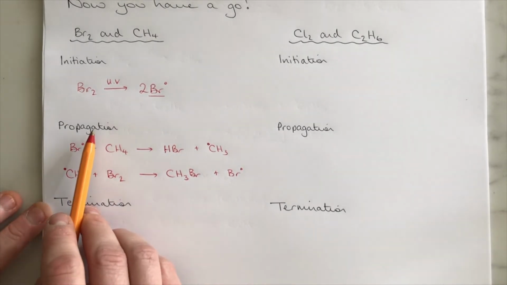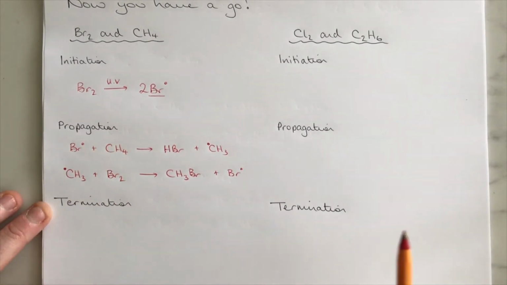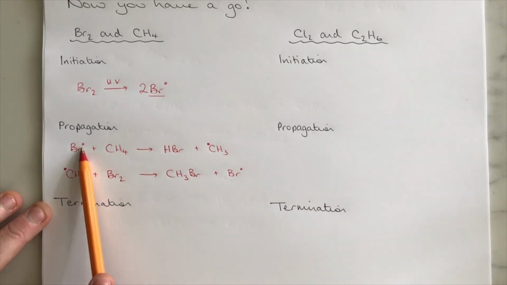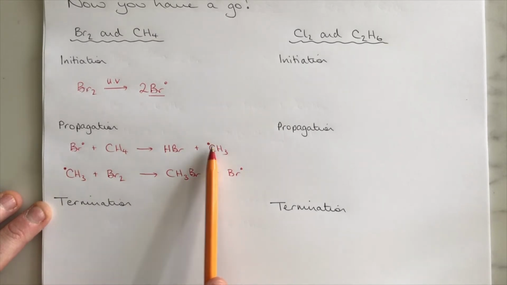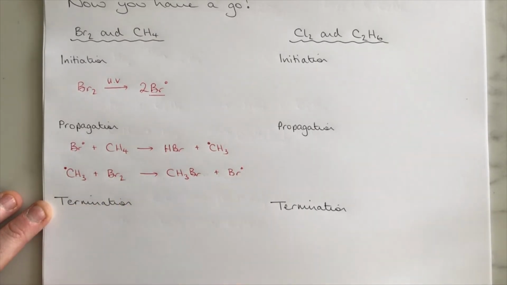Okay, so again, remember, propagation steps are described as reactions that occur which prolong the life of the radical. So that there should always be 1 radical at the start of these steps and 1 radical generated at the end. Same in this second one here.